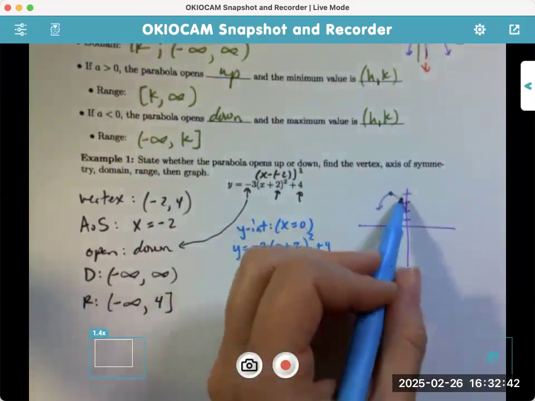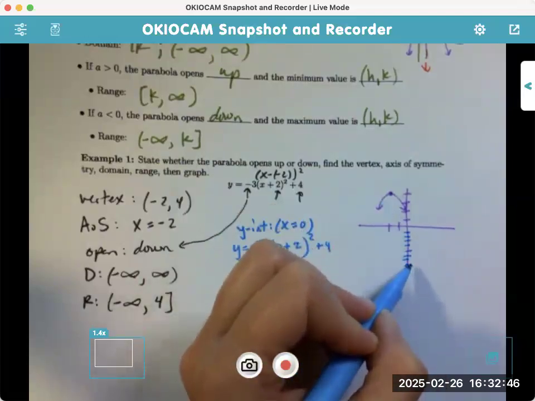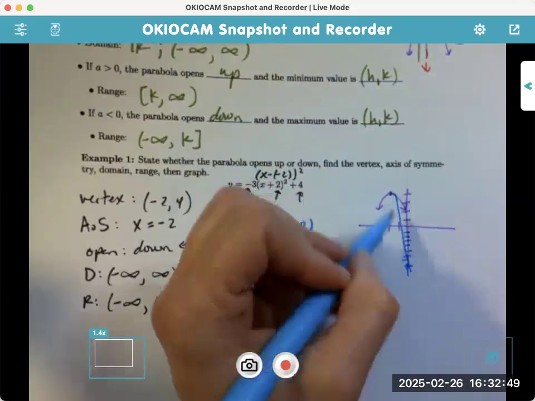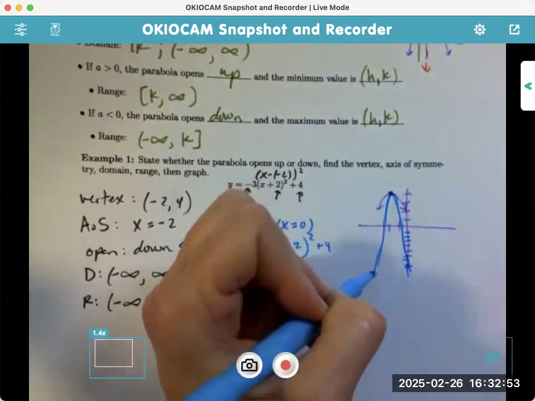So my graph is way off. Let's see, 1, 2, 3, 4, 5, 6, 7, 8. Ooh boy. Something like that. It was super skinny. But it's just a sketch, so no big deal.